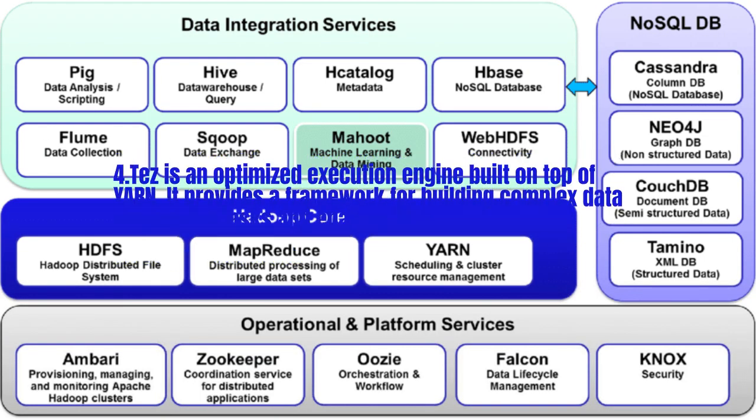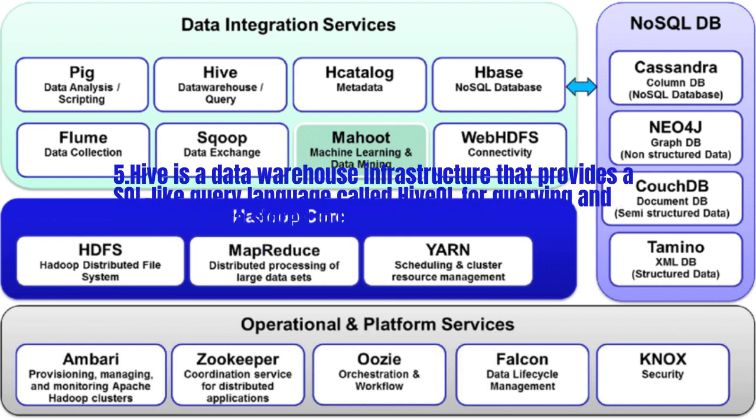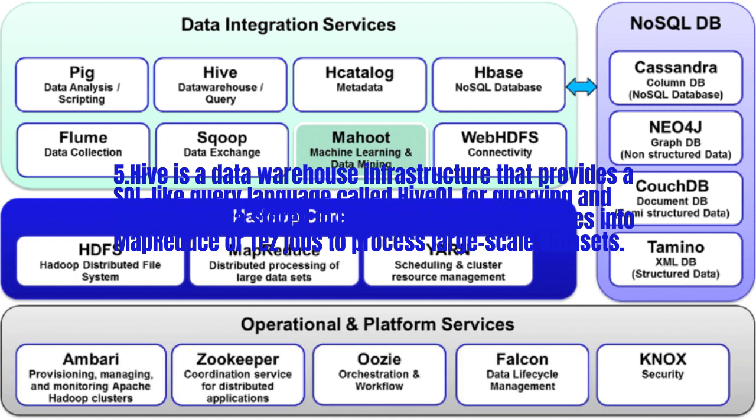And we have the other one, Tez. Tez is an optimized execution engine built on top of Yarn. It provides a framework for building complex data processing tasks and enables high performance and interactive query processing. We have Hive. Hive is a data warehouse infrastructure that provides a SQL-like query language called HiveQL for querying and analyzing data stored in Hadoop. It translates queries into MapReduce or Tez jobs to process large-scale datasets.